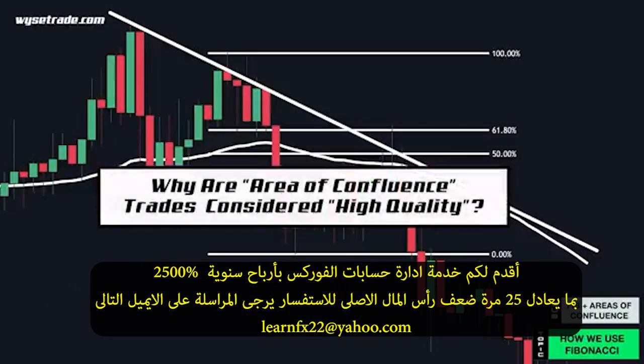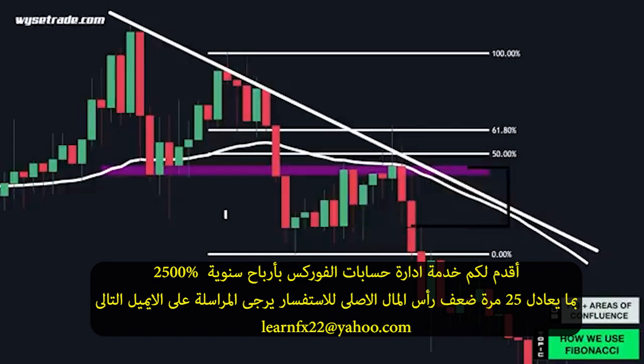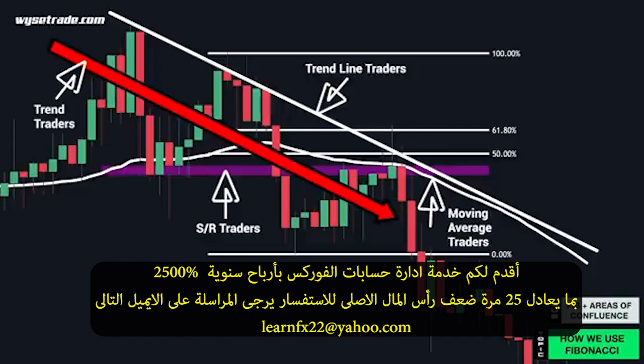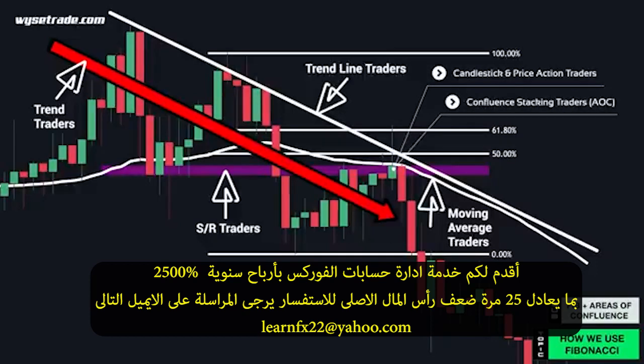So why is this a high quality short trade at this area of confluence? You had support and resistance traders looking to enter short. You had trendline traders looking to enter short. Moving average traders looking to enter short. Trend traders looking to enter short. Candlestick and price action traders looking to enter short. Confluence traders looking to enter short. And then also you had Fibonacci traders looking to enter short.